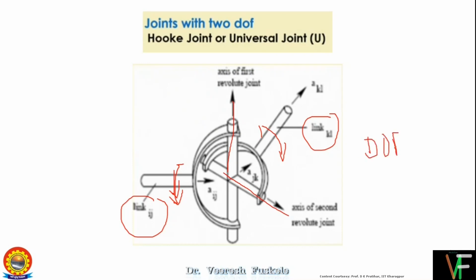This is generally not used in industrial robot or manipulator or serial robot. This is actually used in the parallel robot. We'll talk about serial and parallel robot again. So this is used generally in the parallel robot, not in the serial robot.